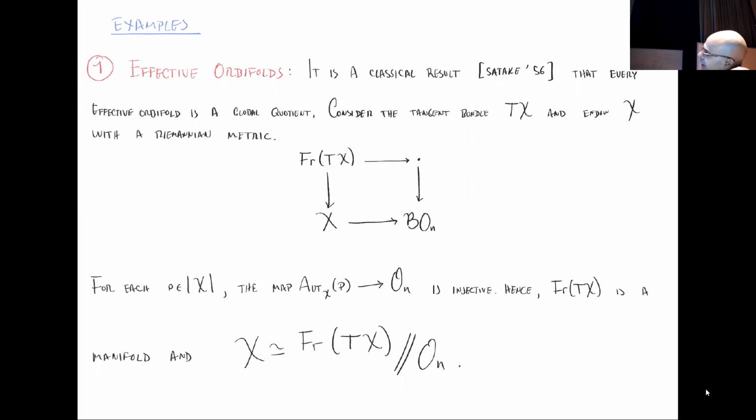Now we can endow X and its tangent bundle with a Riemannian metric. And by doing that, we can construct the associated frame bundle of the tangent bundle. Now, this frame bundle is classified by some map from X into the classifying stack of the orthogonal group of the appropriate dimension. Here, n is the dimension of the orbifold. And this map is a representable map of stacks just in case the original orbifold is effective.